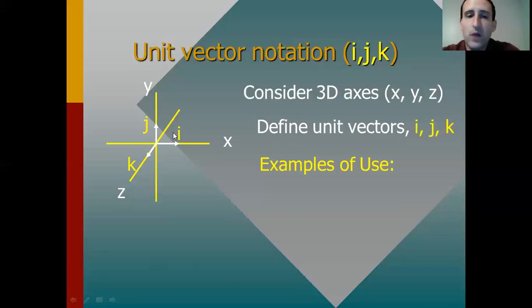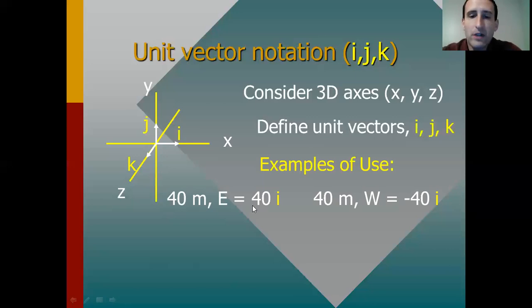So if we write 12 times i, we have a vector that's 12 units long pointing in the positive x direction. And the same thing for j. j points in the positive y, and k points in the positive z. So if we want 40 meters in the east or positive x direction, we can write 40i. If we want 40 meters in the west or negative x direction, we can write negative 40i, and that includes the vector information embedded in that i or j or k.